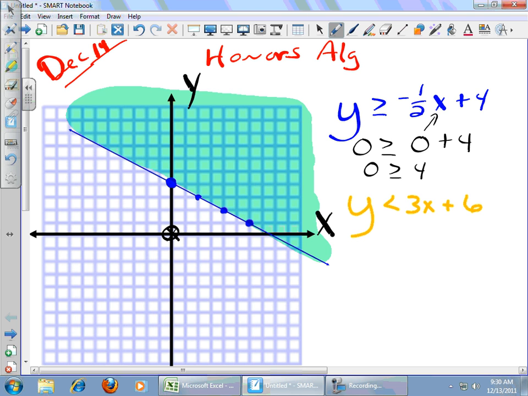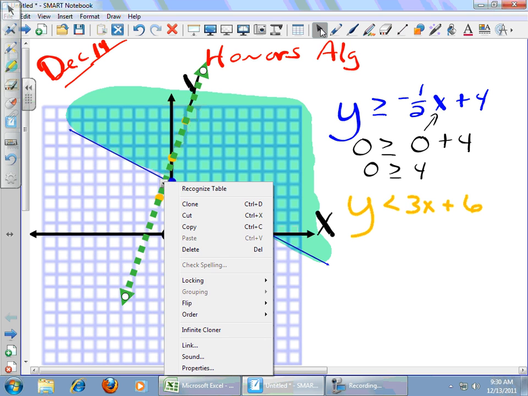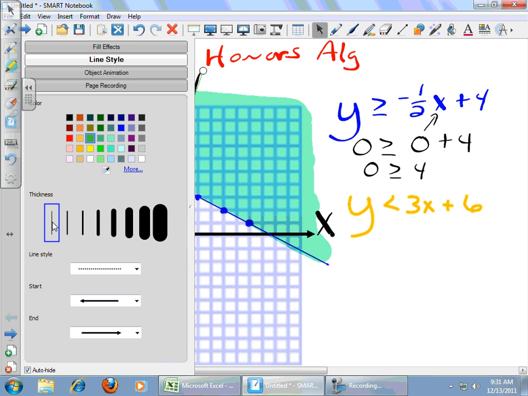I'm in slope-intercept form. I go up 1, 2, 3, 4, 5, 6. There is my y-intercept. My slope is 3 over 1, so I rise 3, run 1. Running out of room, so I'll go down 3, run 1. I know that I need a broken line here. I'll change its thickness and color. Properties. And I'll make it a nice dark yellow.